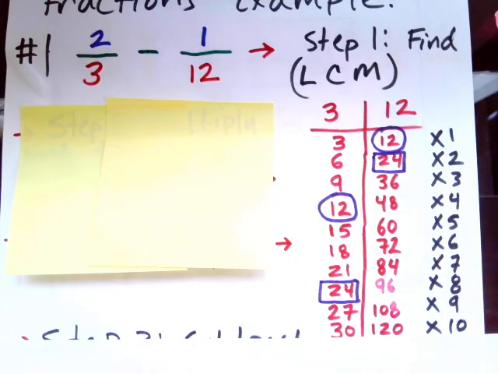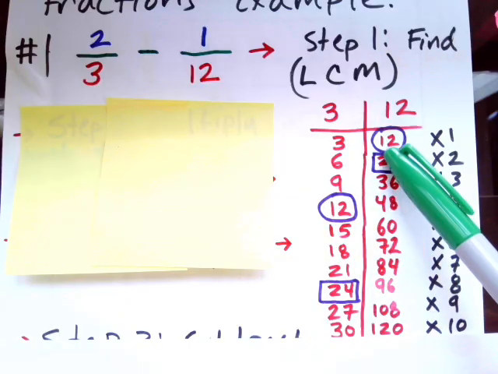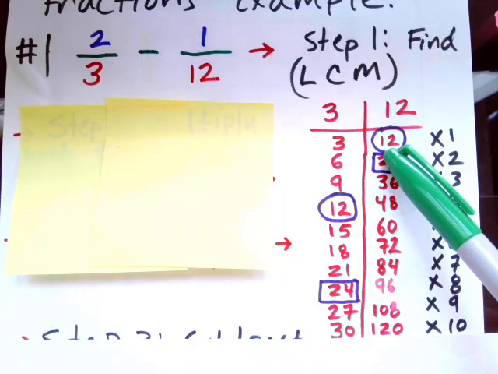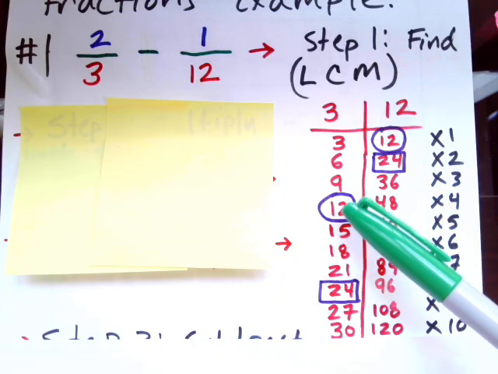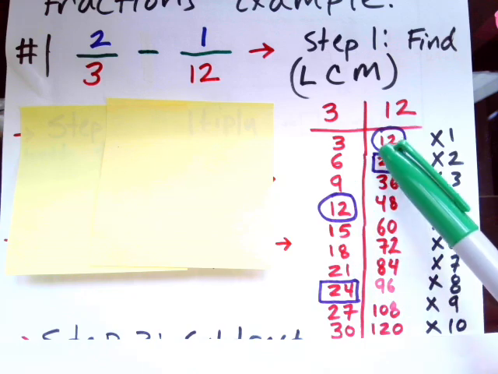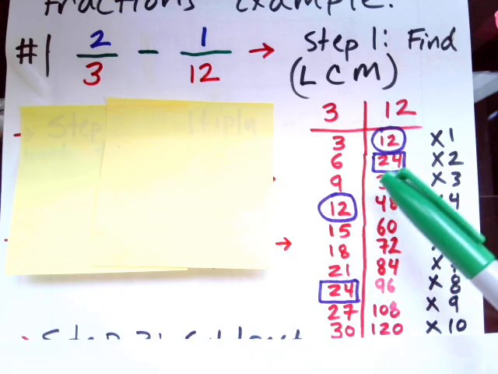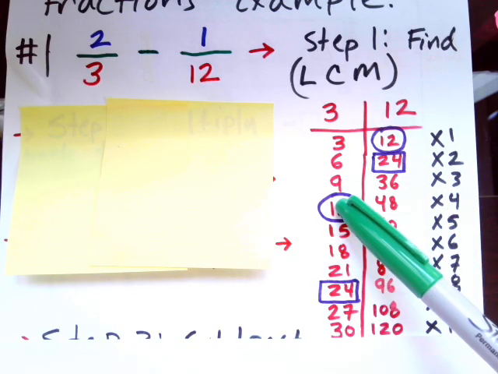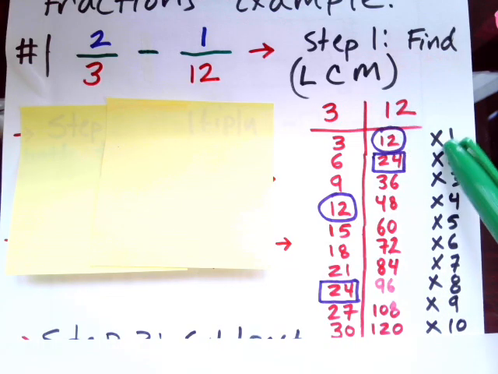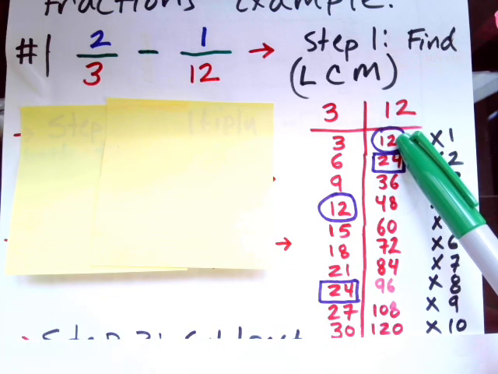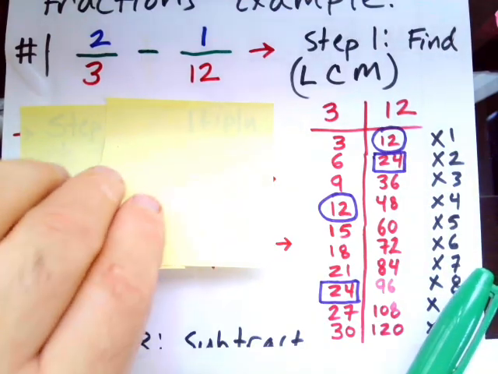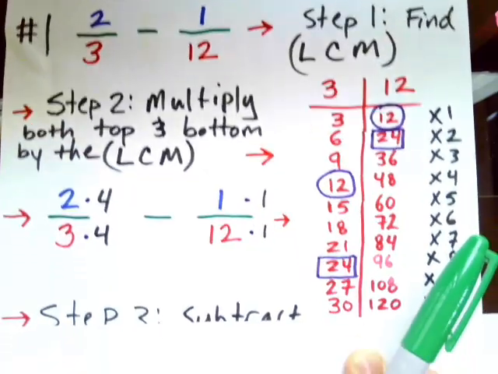I'm going to do this with both numbers until I can find the least common multiple for each term. Well, I can see they both share 24 and 12. So which one is the smallest, 24 or 12? I'm looking for the least common denominator, which here would be 12. And the least common multiple for 3 would be 3 times 4 is 12. And for 12, 12 times 1 is 12. So I'm going to multiply both top and bottom by the least common multiple, and you will see that here in step number 2.